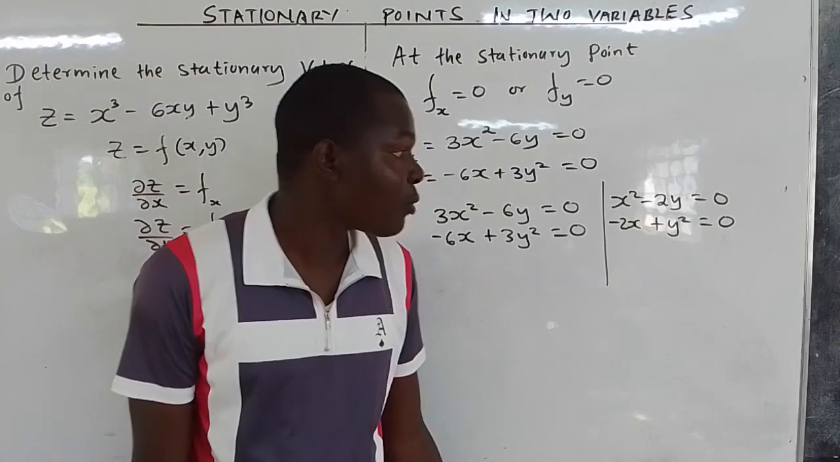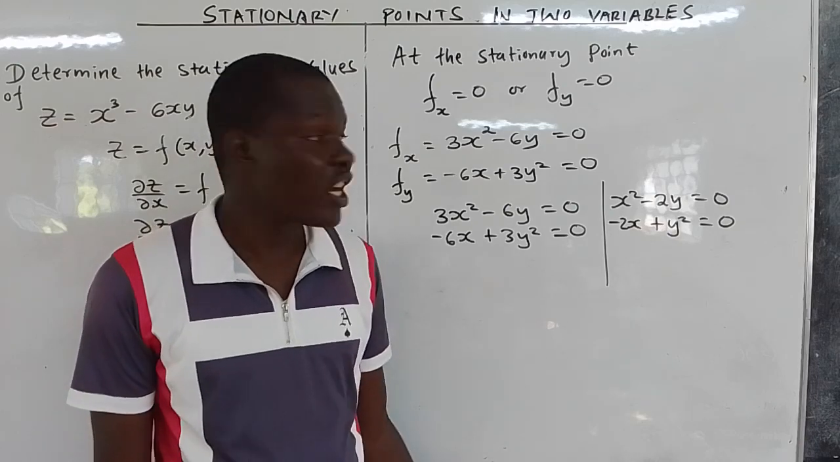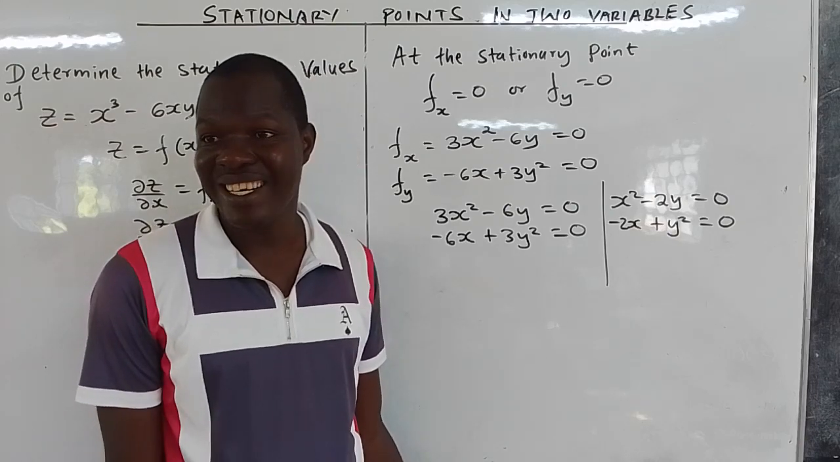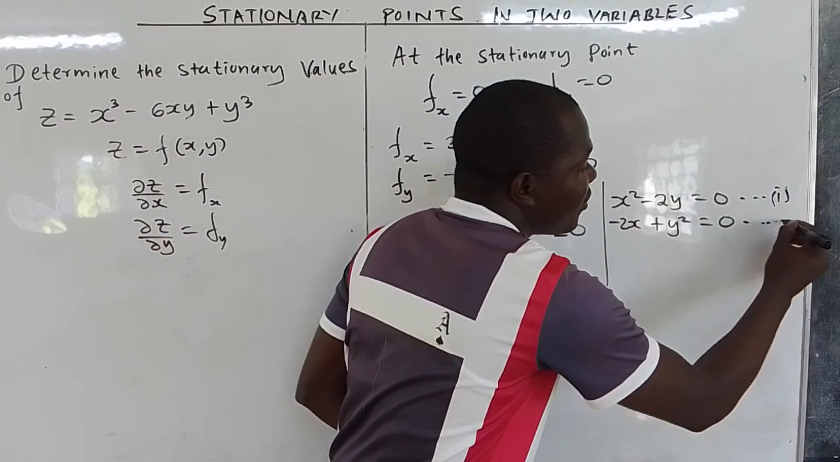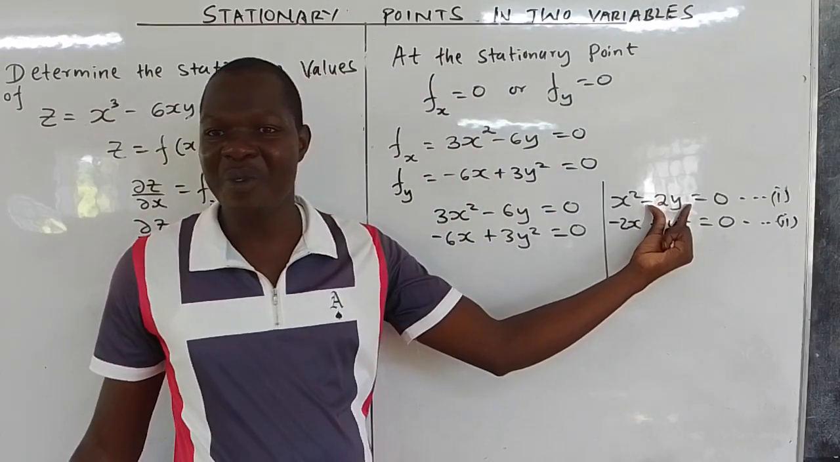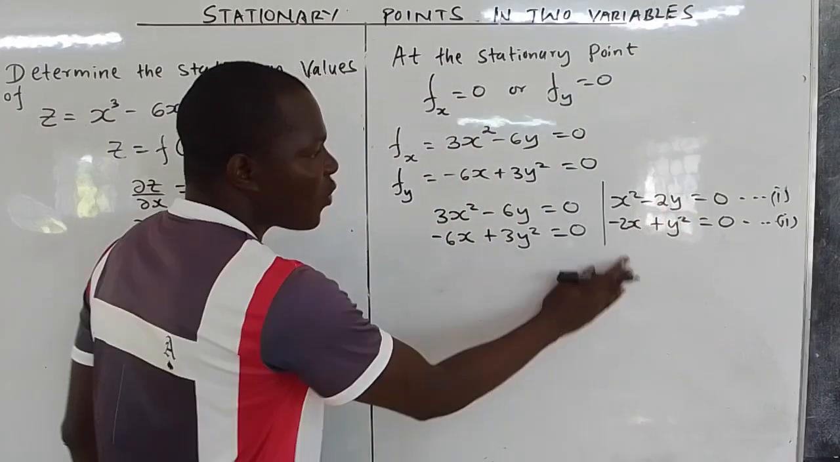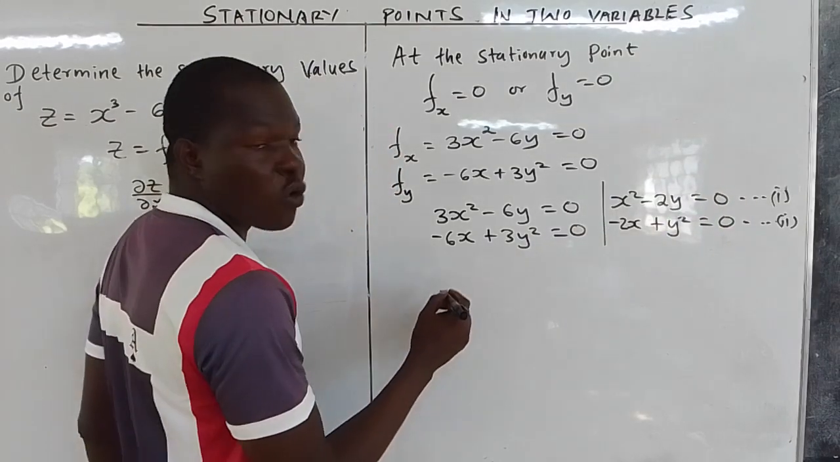See, the appropriate method here is substitution or elimination, whichever you choose, isn't it? See, this is equation 1, this is equation 2. In equation 1, it is easier to make y the subject of the formula, isn't it? So in equation 1, you have x squared is equal to minus 2y going the other side. You get 2y, isn't it?